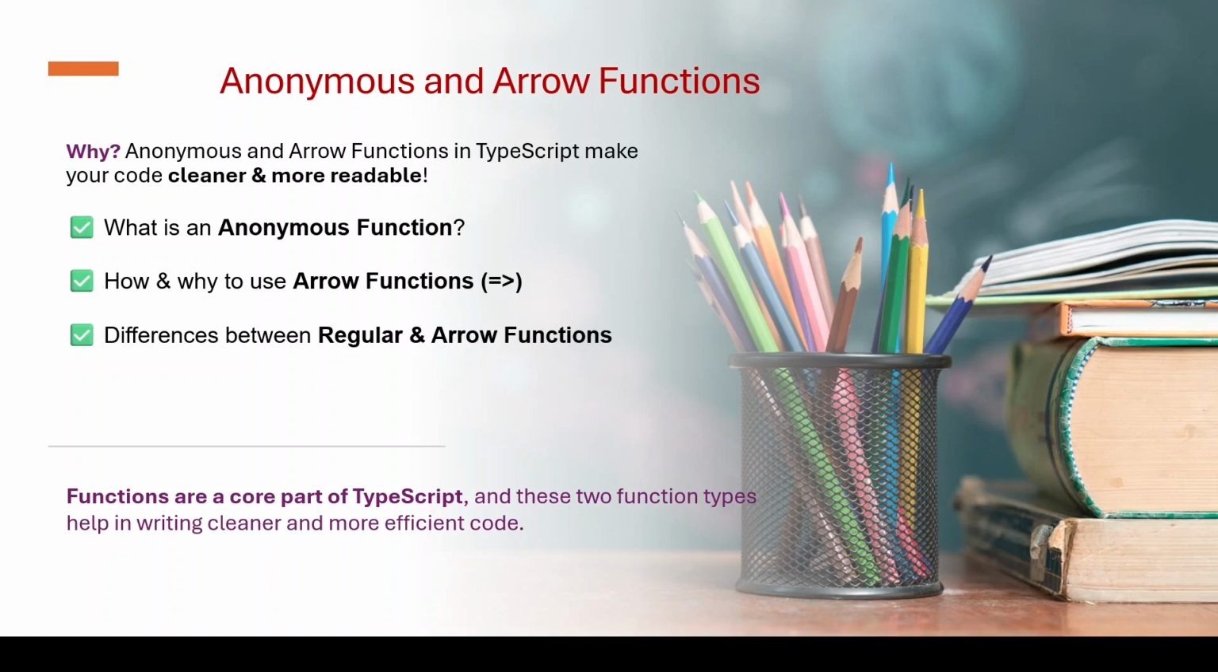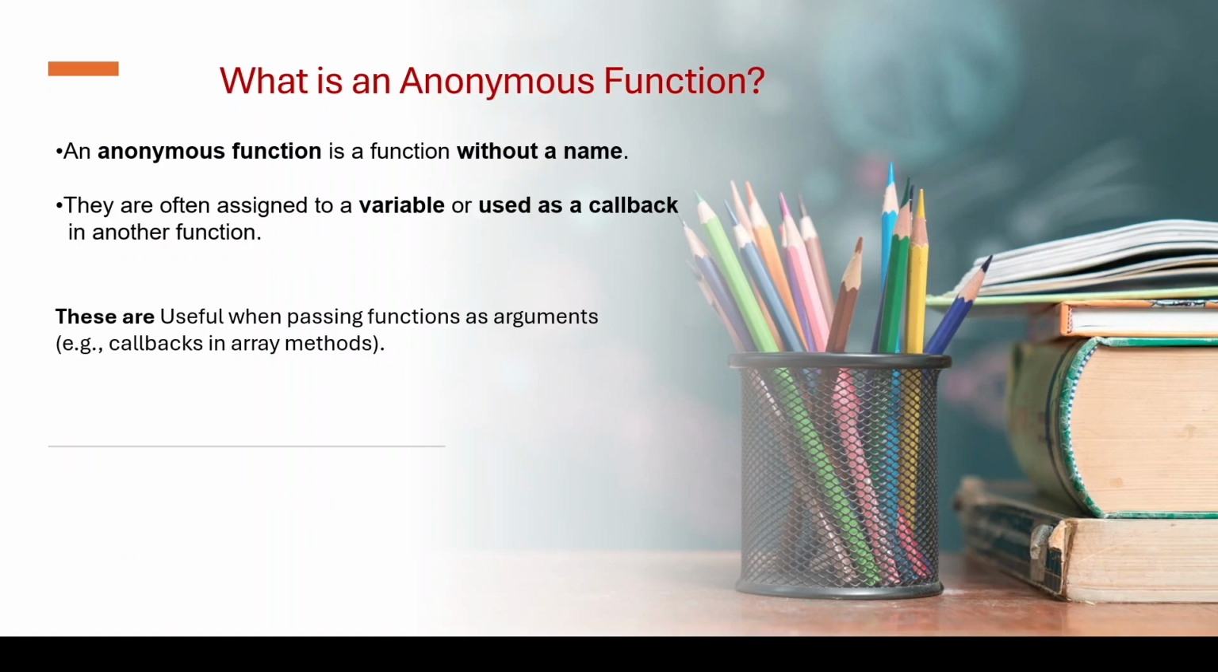We use these two to make the code more cleaner and more readable. So we will see what an anonymous function is and how and why we use arrow functions, also the difference between regular and arrow functions. Basically speaking, an anonymous function is a function without a name. But how can we use these when we want those in further statements? Means they are often assigned to a variable so that we can use those using that variable name. We will see that in an example.